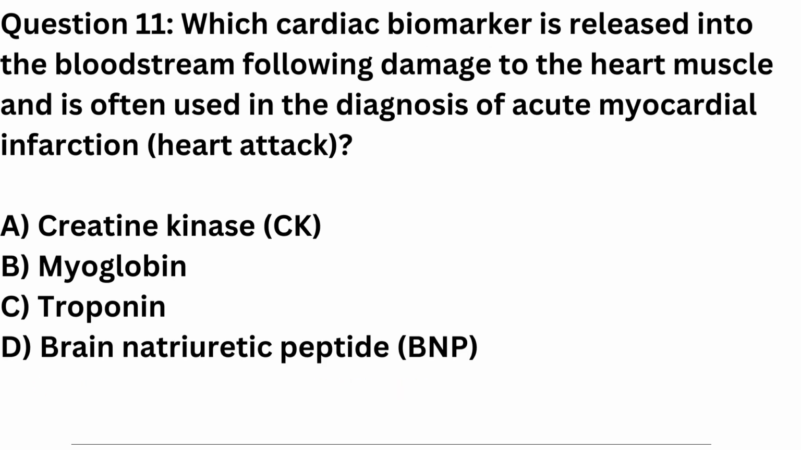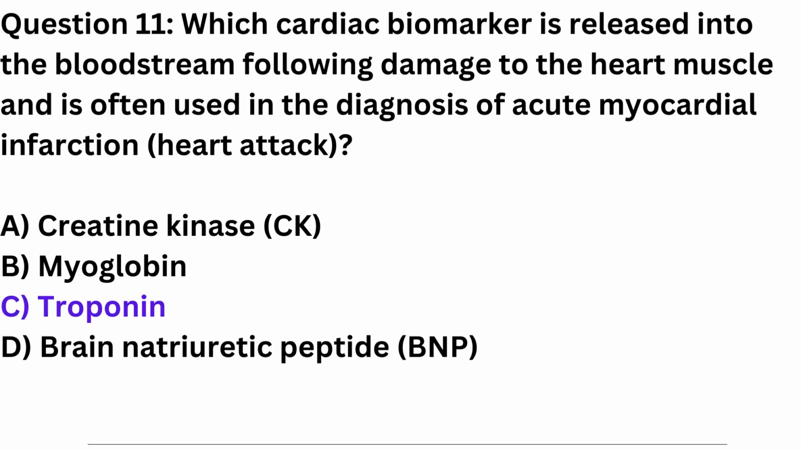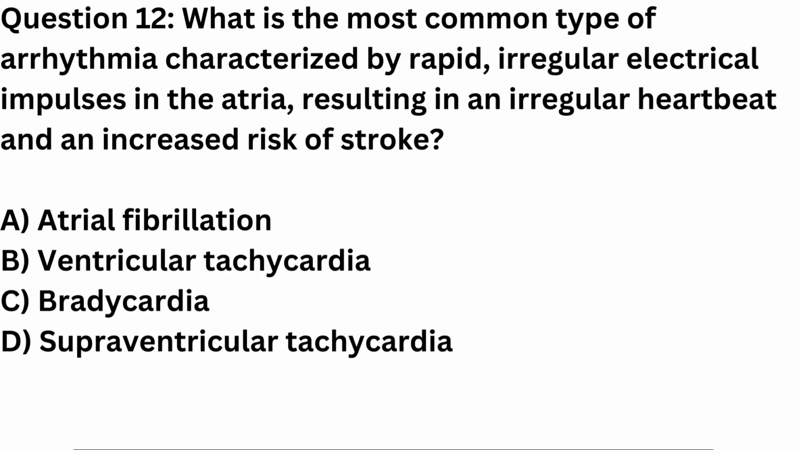Question 11. Which cardiac biomarker is released into the bloodstream following damage to the heart muscle and is often used in the diagnosis of acute myocardial infarction, heart attack? A. Creatine kinase, CK. B. Myoglobin. C. Troponin. D. Brain natriuretic peptide, BNP. Correct answer, C. Troponin.